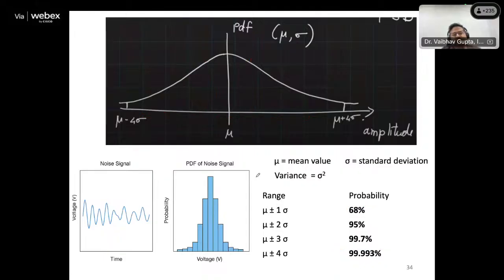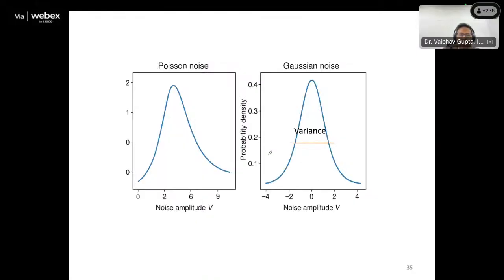So always think that noise can be represented in terms of some statistical variations. This statistical variation is called a Gaussian distribution. In this Gaussian distribution, we can define terms, which are the mean value, standard deviation, and variance. And this is how it is plotted. With time, whatever fluctuations are there in the voltage, I can plot it. Once I do the plotting, this is how it looks like.